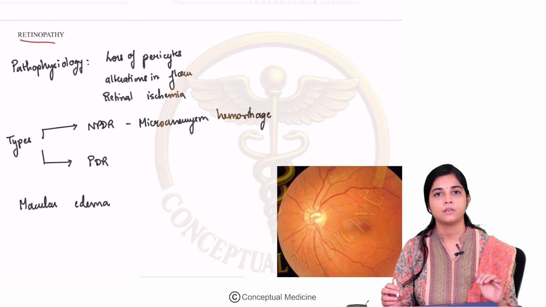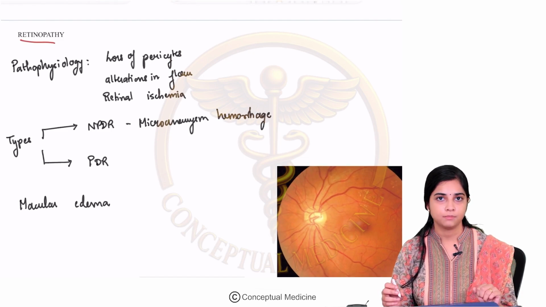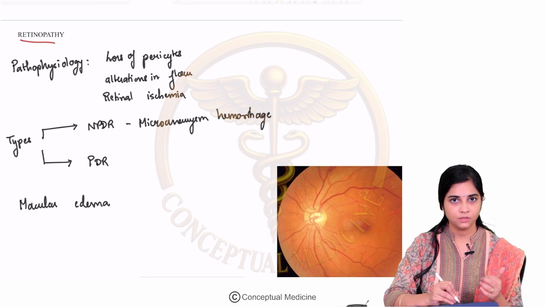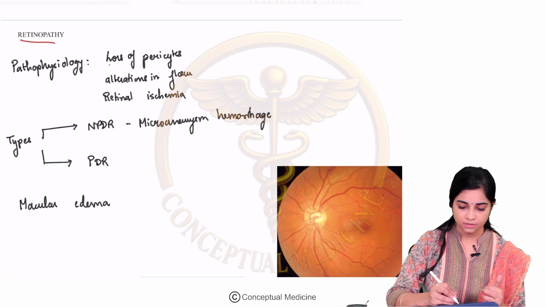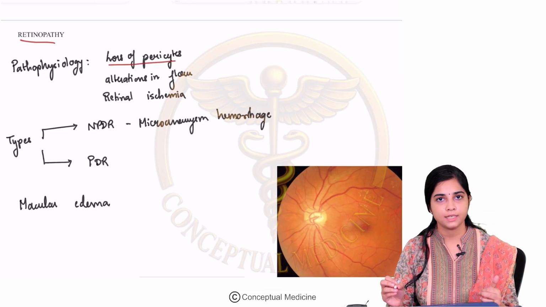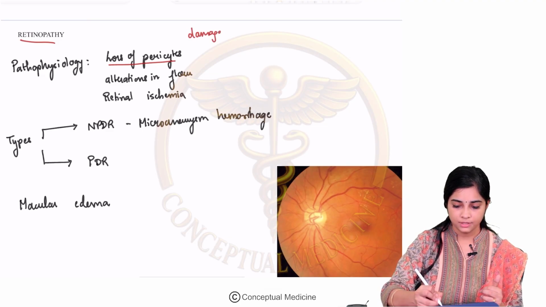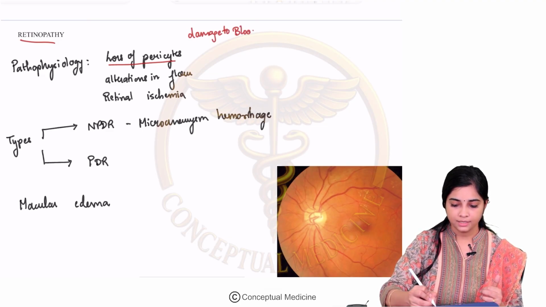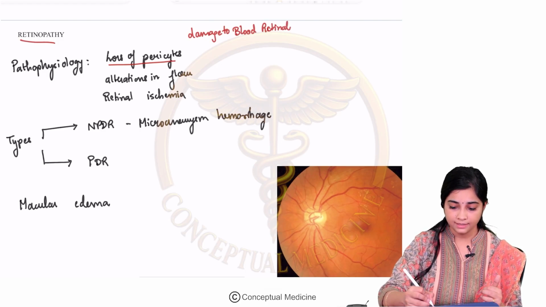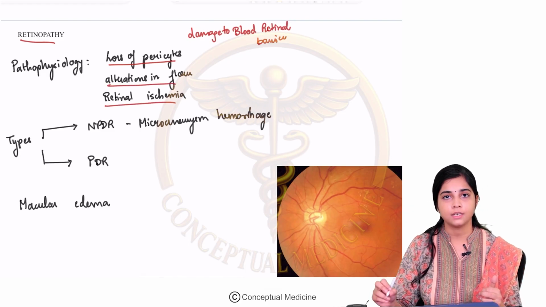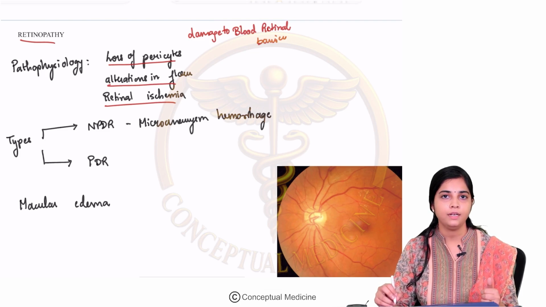First we look at your microvascular complications, which is retinopathy. So what is the basic pathophysiology of diabetic retinopathy? It occurs because AGE, the advanced glycosylated end products, cause loss of your retinal pericytes and damage to your blood retinal barrier. There are alterations in the flow within the retina, and finally it results in retinal ischemia.